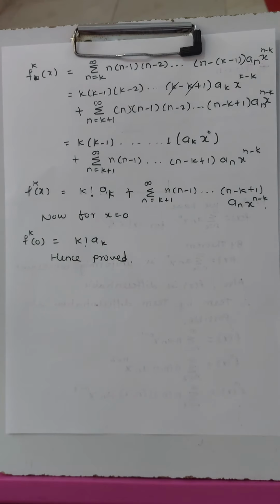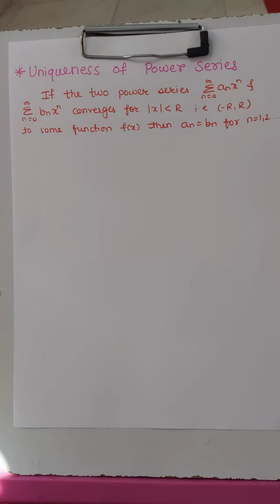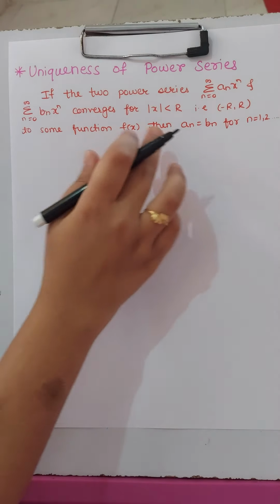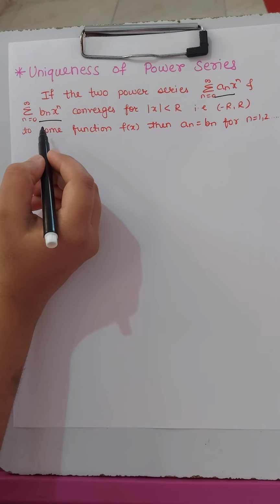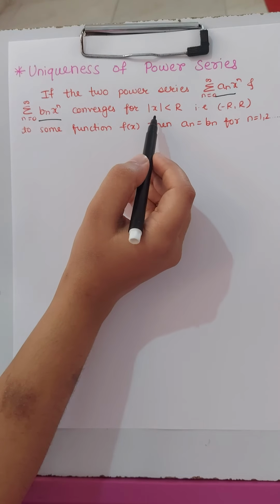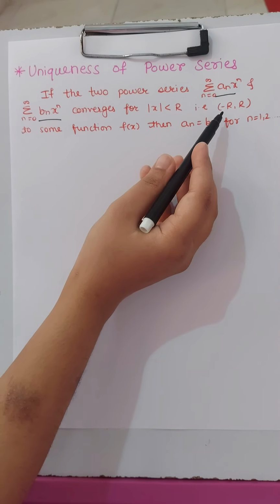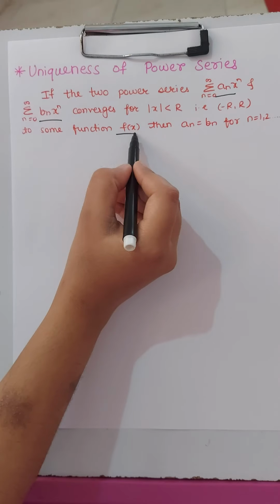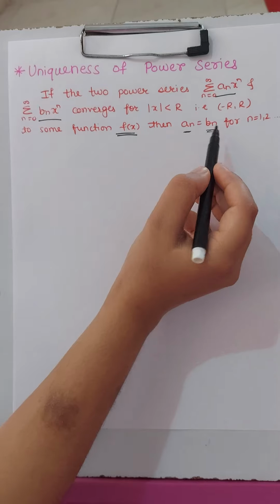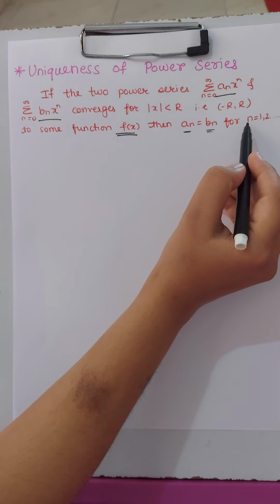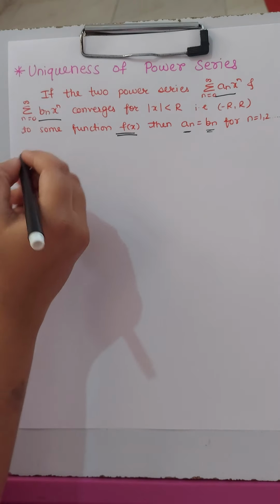Now we move next to uniqueness of power series. The uniqueness of power series states that if the two power series, that is summation an x to the power n and summation bn x to the power n, converge for mod x less than r, that is on the interval minus r to r, to some function f of x, then the coefficients an equal bn for all the terms, that is for n equals 1 up to so on.